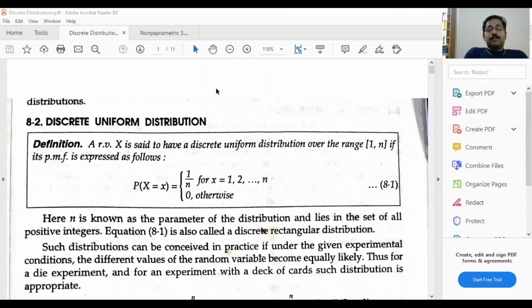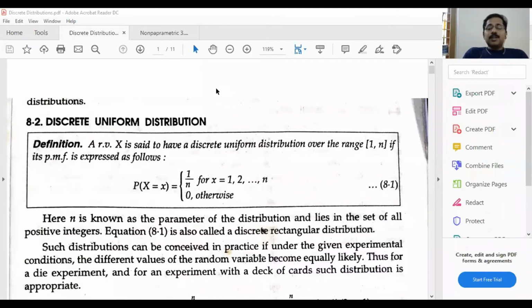Now you know that if you have a function, then you can check whether this function is a probability function. For that you have to check two properties. The first property is the value should be positive: p of x is always positive. And the second property is the sum of total probability should be equal to 1. These are the two conditions for a function to be a probability function.